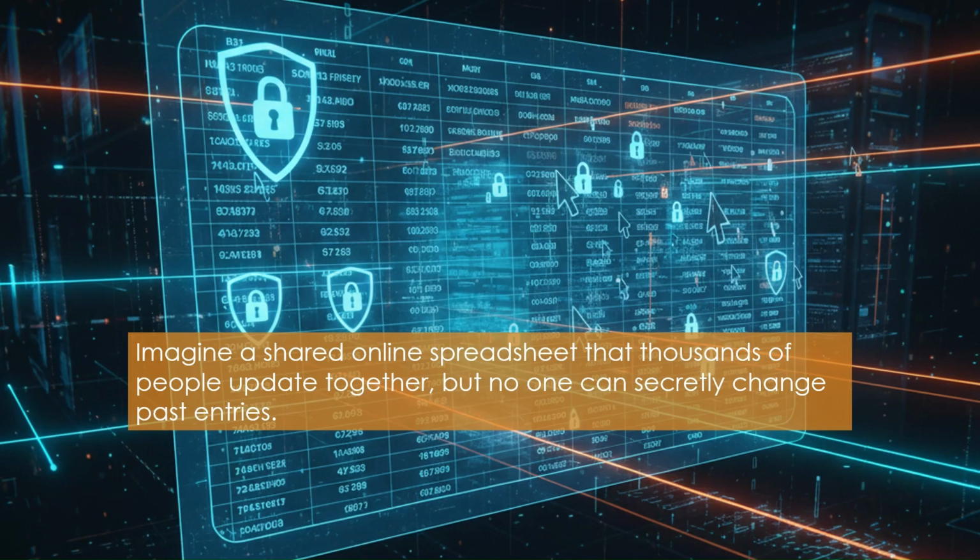So essentially, what you can think of when you think about the DLT is, imagine a shared online spreadsheet, right? That thousands of people update together, but no one can secretly change past entries. When we talk about a blockchain being immutable, that's what we mean, right? Once it's on the blockchain, it can't be changed or deleted. Now, there are different types of DLTs, right? And we're going to take a look at those pretty soon. But this is the easiest way to think about it.